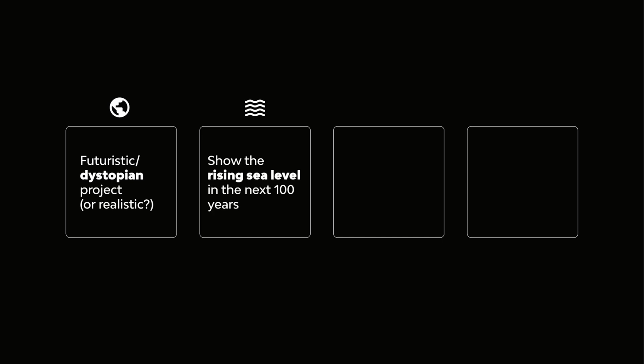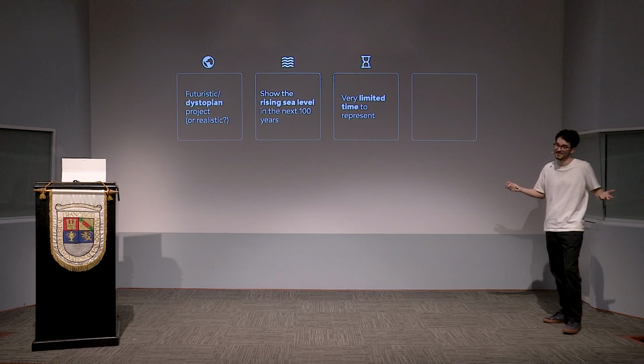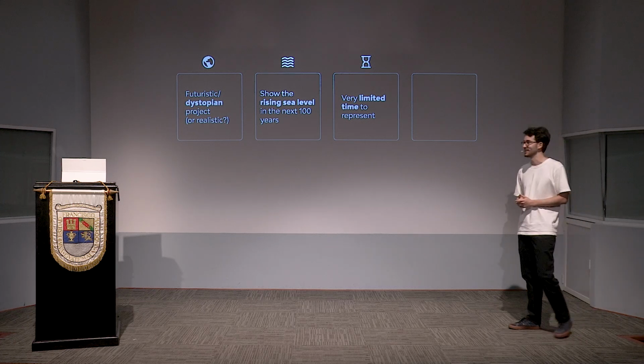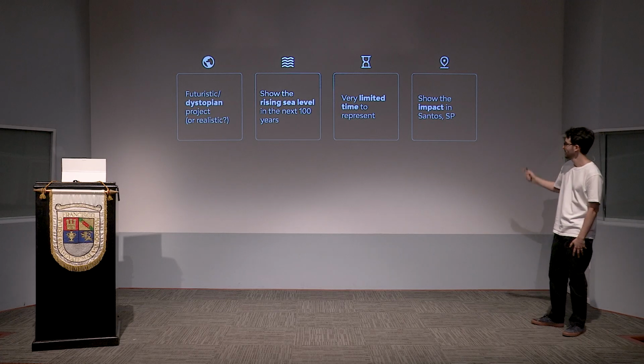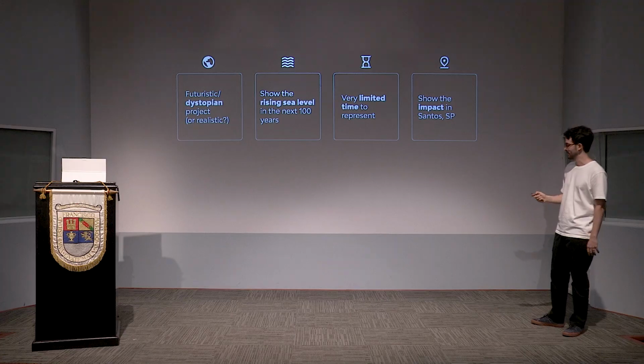Now for case study number 2, this is a futuristic, dystopian project, which you might see might be realistic. I had to show the rising sea level in the next 100 years. Again, very limited time to represent. I think this is a common topic within architecture. We get to the final stages and then now I gotta do the renders. Now I gotta do the diagrams. And this one specifically was in Santos, São Paulo, Brazil. I had to show the impact of this.